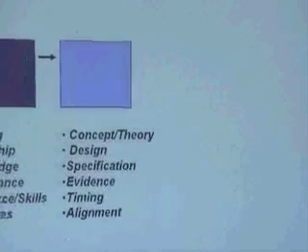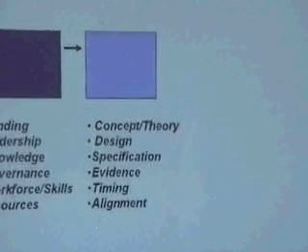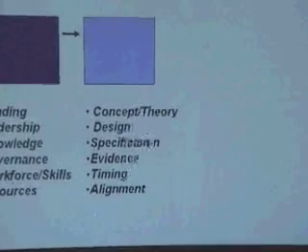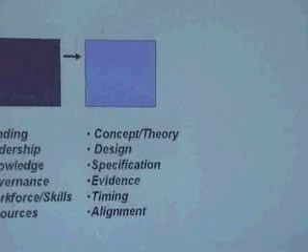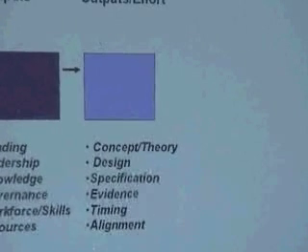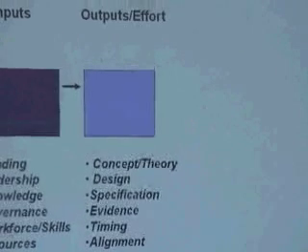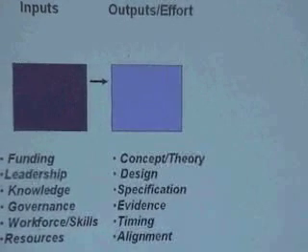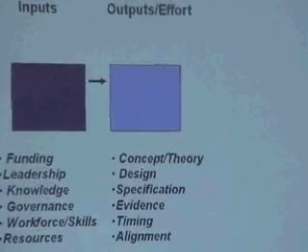The next stage we'll look at obviously the output and effort, and again, you've got to look at all these things. It's not just the doing thing, I mean, what you're going to do. It's really the concept and theory behind it. How you've designed it, how it's going to be specified, what's the evidence for it, how you're going to time it, what it aligns with. There are a whole range of issues that are really important to look at in outputs.